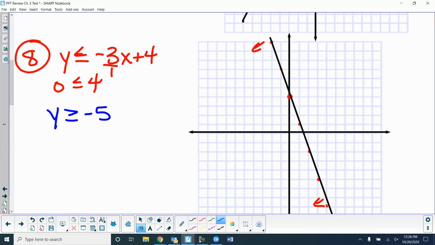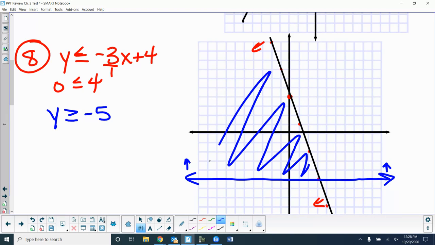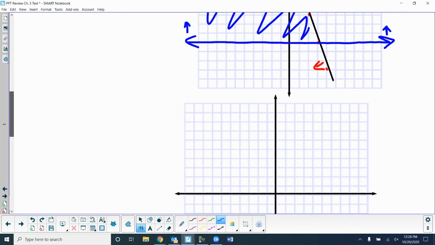All right, horizontal to negative 5. So 1, 2, 3, 4, 5. Pretty good for freehand, wasn't it? And it's greater than, so it's up, right? So my overlapping area that needs to be shaded would be this area. Questions on number 8? Both were solid because they both had the equal to. No dash there.